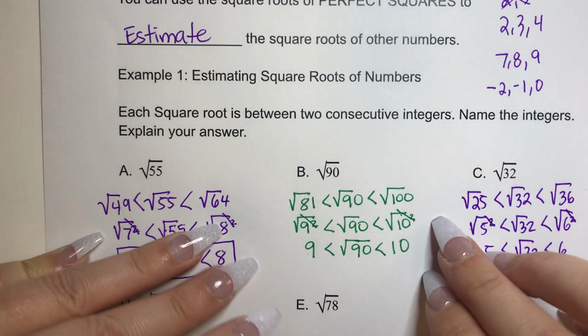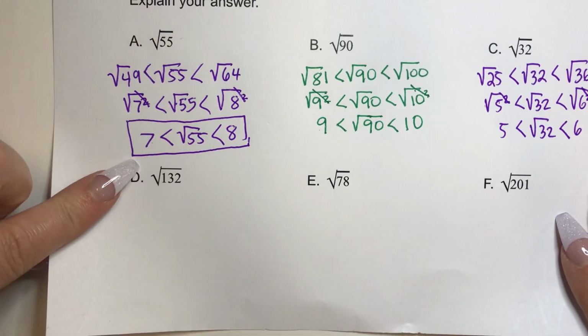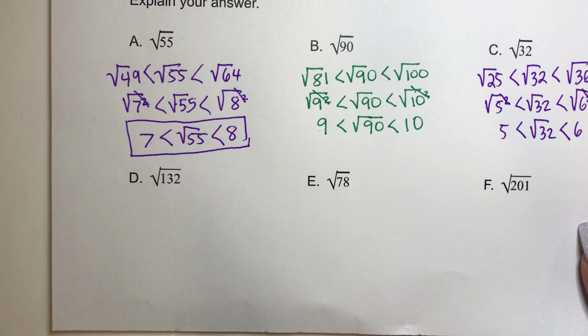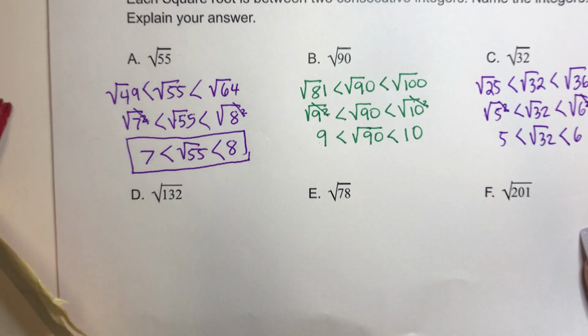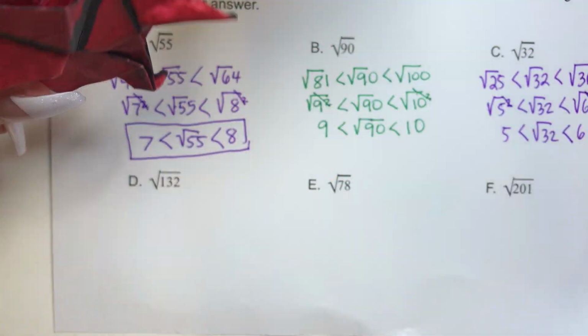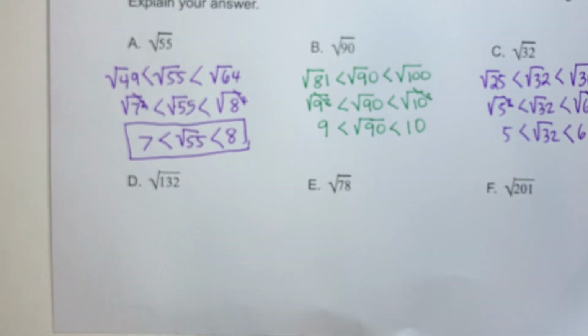All right. So now it is your turn, ladies and gentlemen. I want you to try D, E, and F on your own. Here's my friend, the pause dragon, reminding you to pause your device. Go ahead and work out those problems. When you get done, press play, and we'll talk about it. All right, see you in a bit.